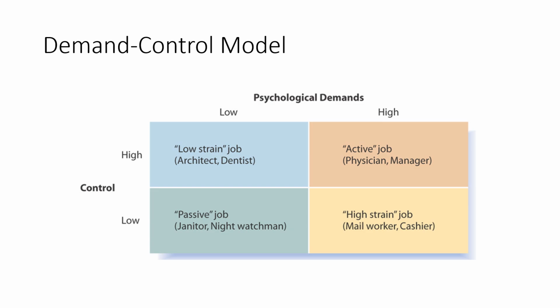The demand control model emphasizes two psychological sources of stress: psychological demands and feelings of control. The idea of the model is that the interaction of those variables makes a unique contribution to work-related stress. If a job is low in demands and high in control, it's considered a low-strain job, whereas a job with high demands and low control is considered high strain.